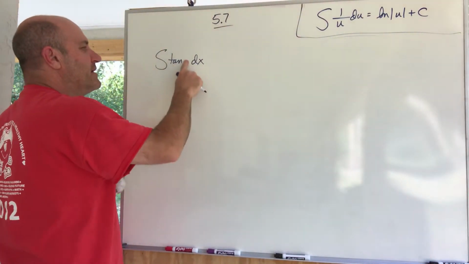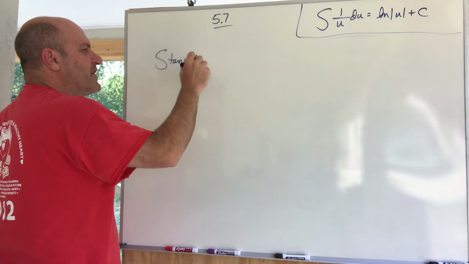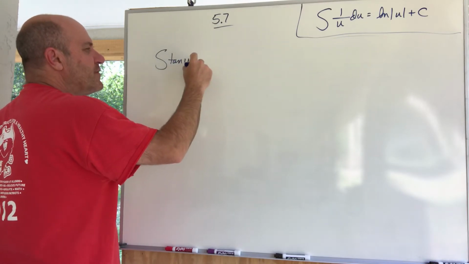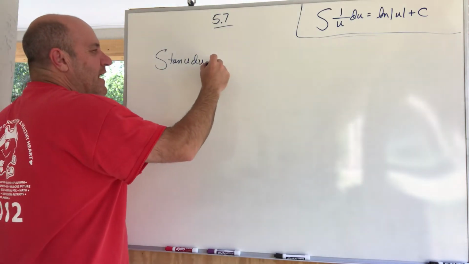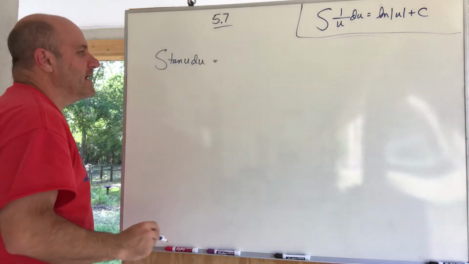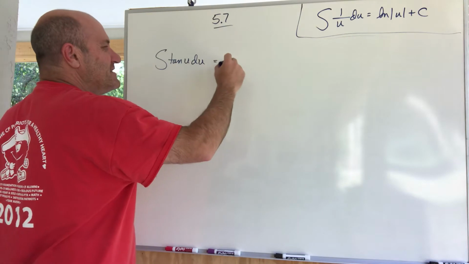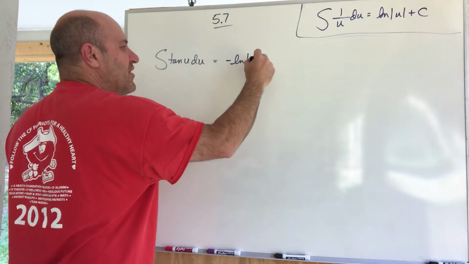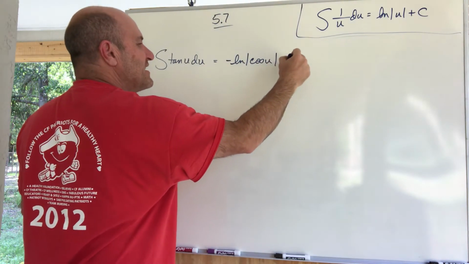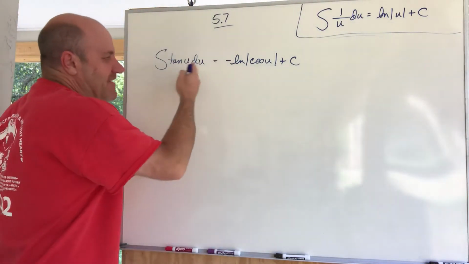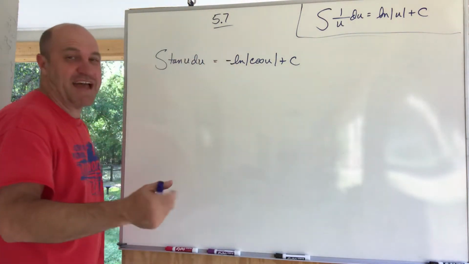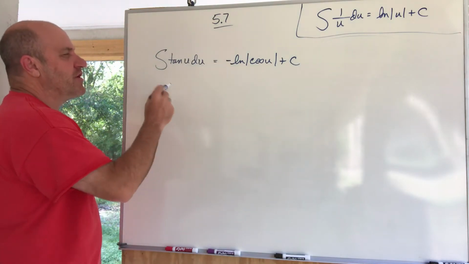Let me just write it as a rule like this. I can write the rule with x, or I can write the rule with u. It's the same rule. We can do that now. And the answer is the negative natural log of cosine u plus c. And I think I'd memorize that if I was you. It's not difficult to do, though. Let me just show you how to do it.